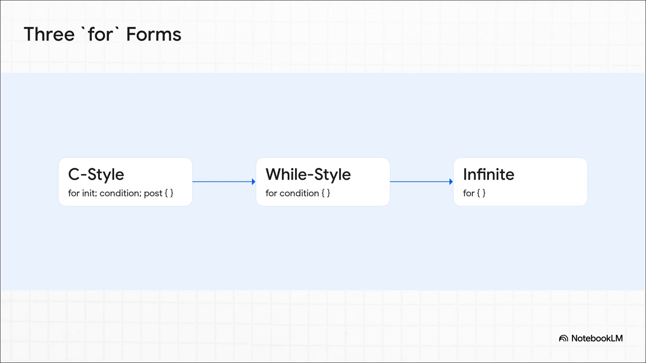But what if you just need a condition? Simple. You just drop the first and last parts, and just like that, you've got a while loop. And for those times when you need a loop to just run forever until you tell it to stop, just use for with nothing else. It's simple, it's logical, and honestly, it's just so effective.